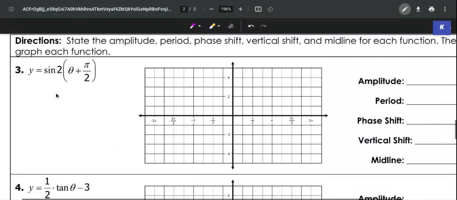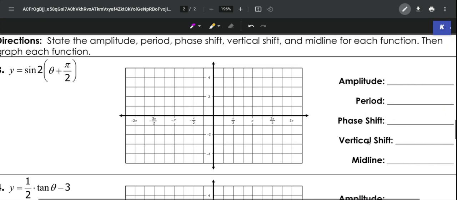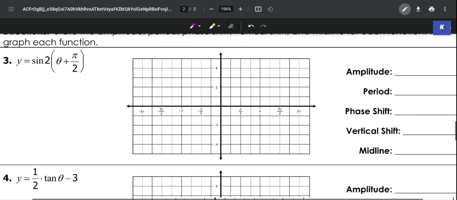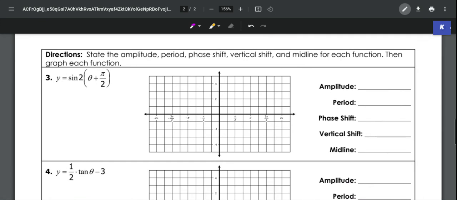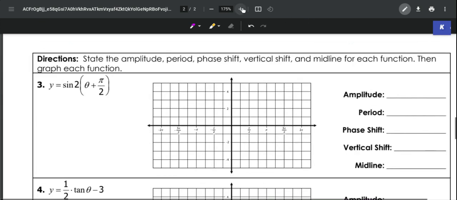So number 3, we have y is equal to sine times 2, and then in parentheses, we have theta plus pi over 2. Let's just go through each of these and get down everything we need first. If you want to do it in a different order, you can, but that's how I do it because I think it's easiest.